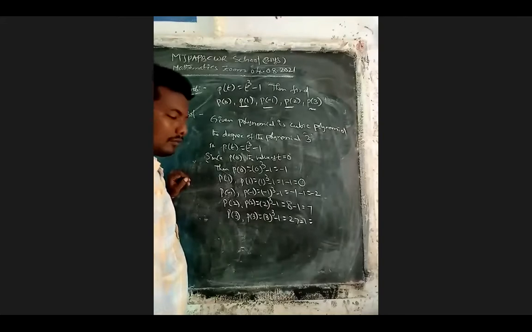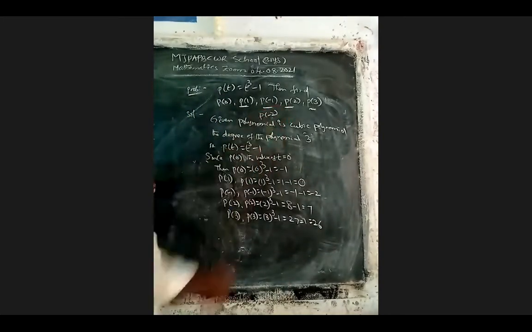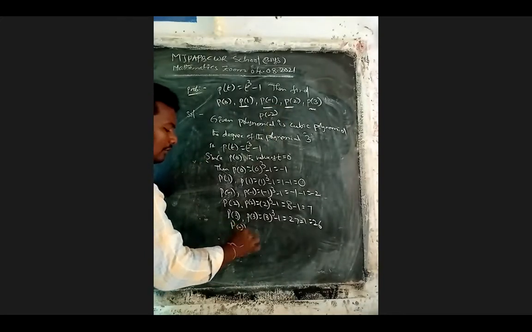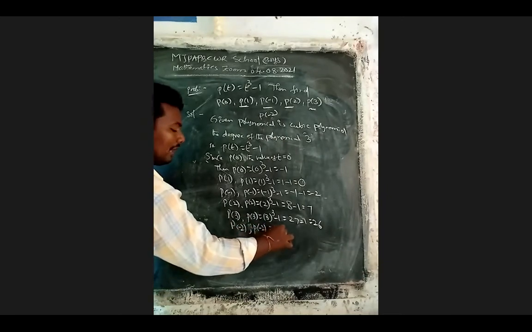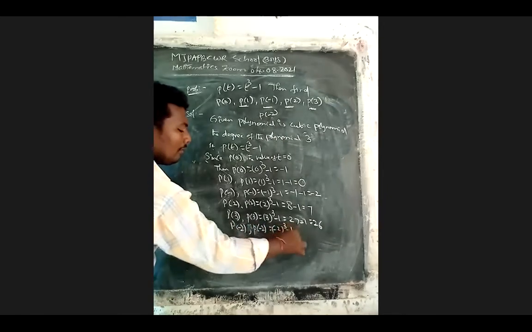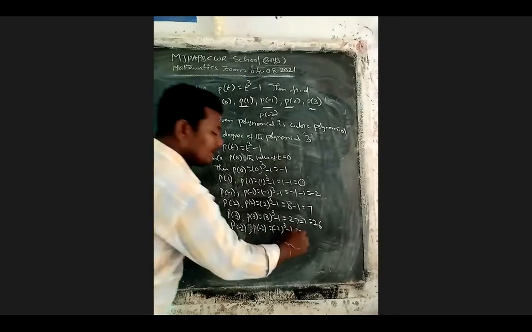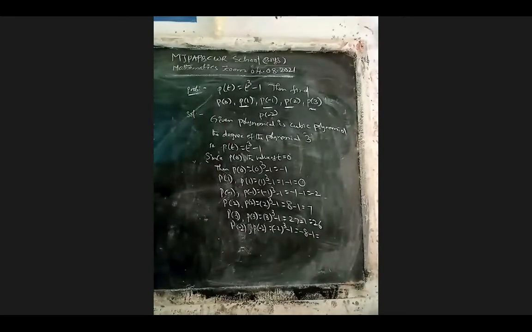And one more, P of minus 2. P of minus 2 equals minus 2 whole cube minus 1. Minus 2 whole cube is minus 8. Minus 8 minus 1 is minus 9.